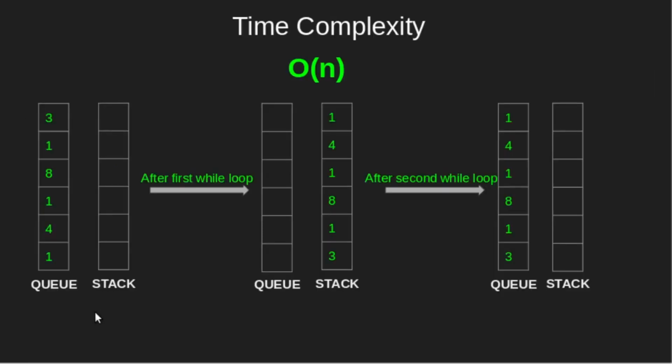The time complexity of the algorithm is O(n) since we traverse n elements twice.